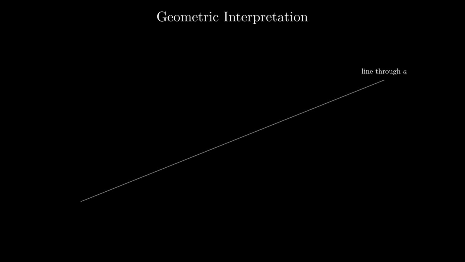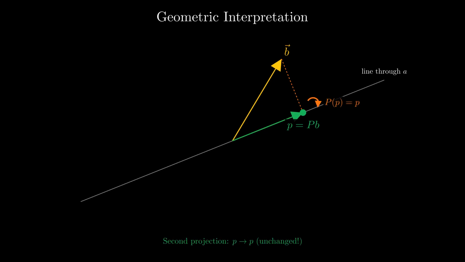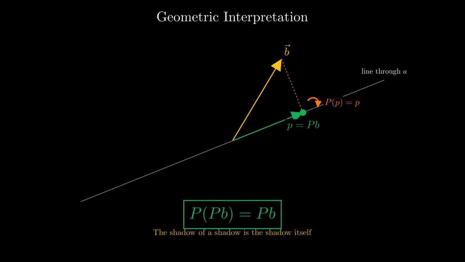Geometrically, this makes perfect sense. When you project B onto the line, you get P, which is already on the line. If you project P again, it doesn't move. It stays right where it is. The shadow of a shadow is the shadow itself.